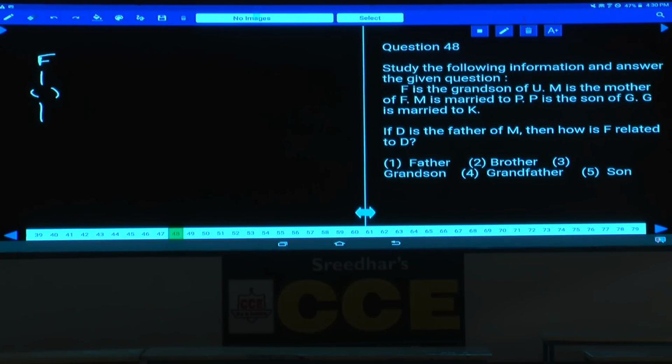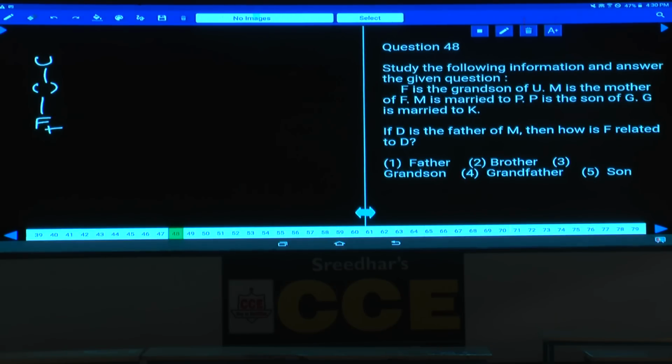That means U's father or mother is F's... U's child is the father or mother of F. F is the grandson of U. U's child's son. F is the grandson of U can be written like this.